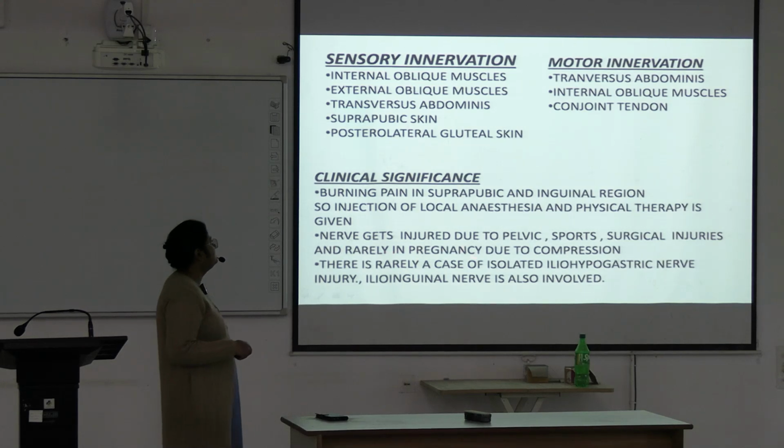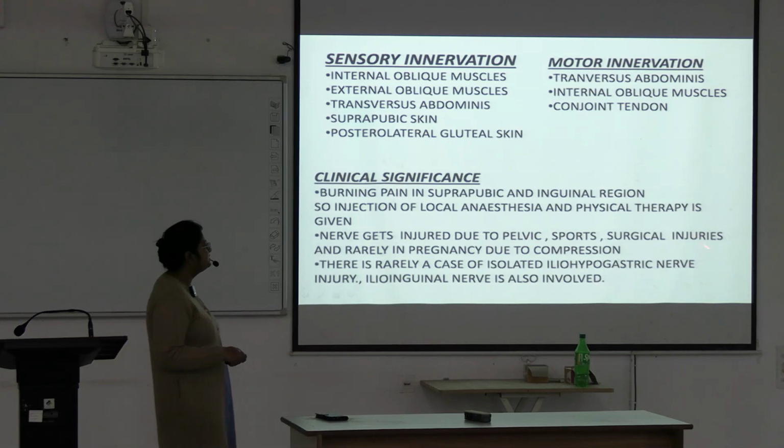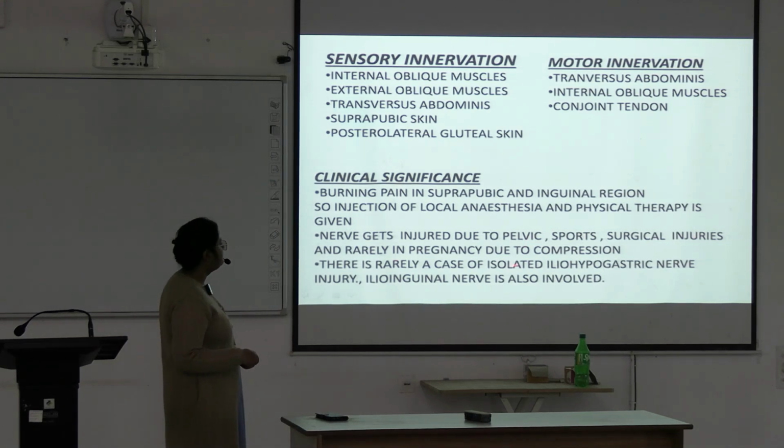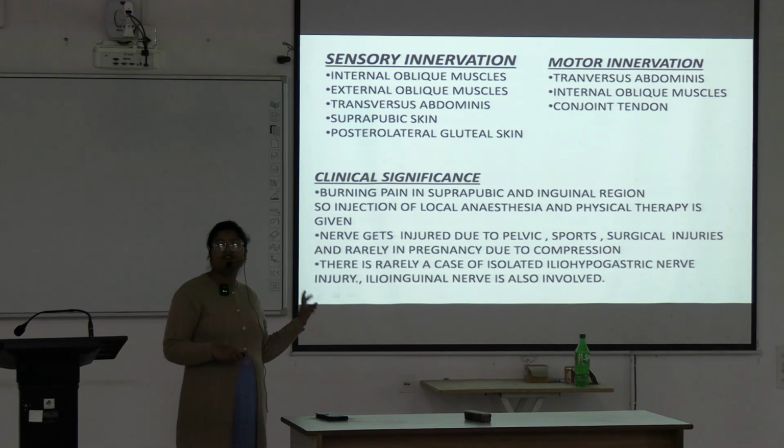This nerve gets injured mainly due to pelvic injuries during different sports and surgical injuries, and rarely in pregnancy due to compression. There is rarely a case of isolated iliohypogastric nerve injury. Actually, these two are injured together. The ilioinguinal nerve is also involved, because the root values are the same for both of them. Both root value is L1.